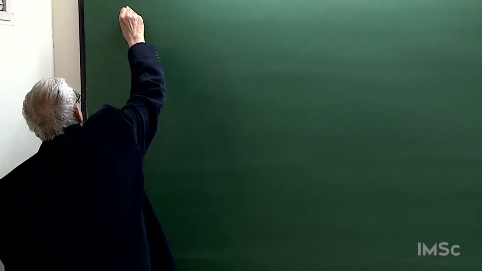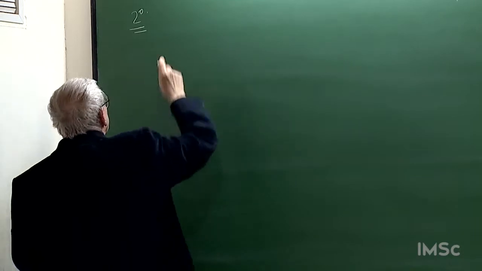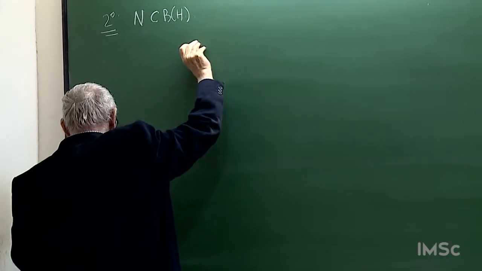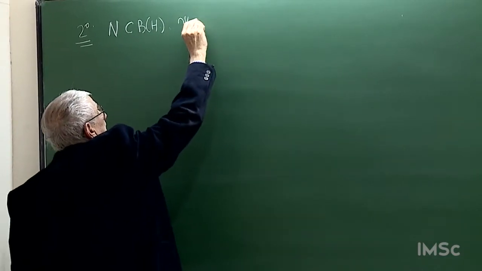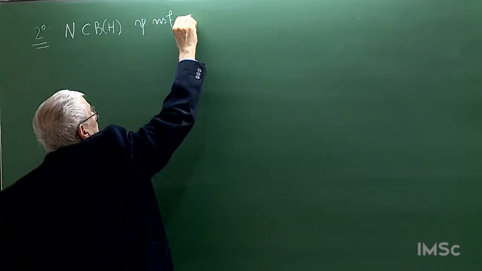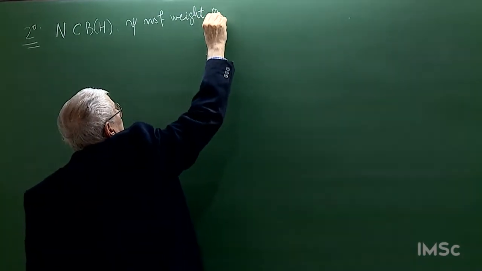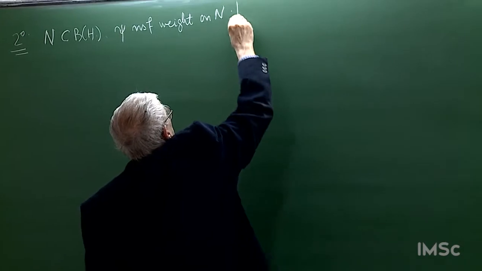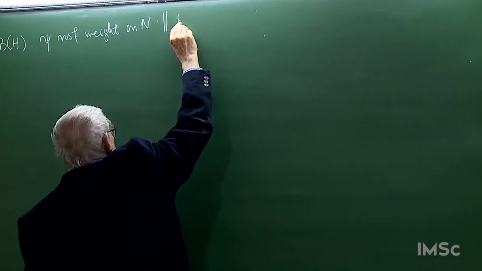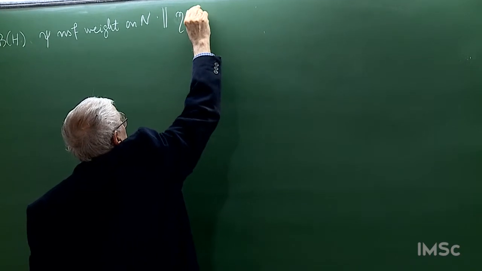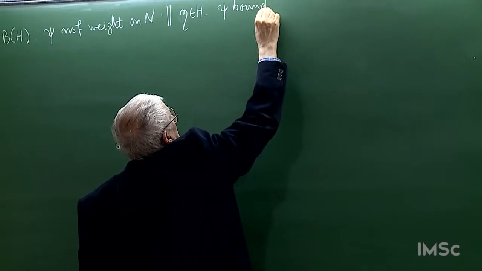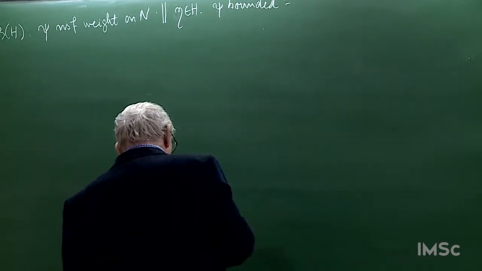And now I pass to a second thing. It's again some preparation, namely we consider N in B(H) a von Neumann algebra, and psi an NSF weight on N. Now, a vector eta in H is called psi-bounded. That means the following thing.